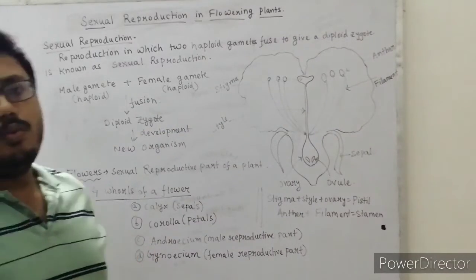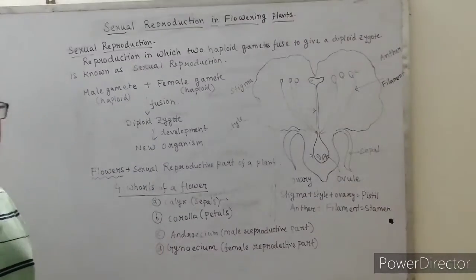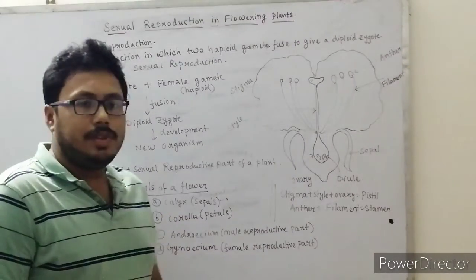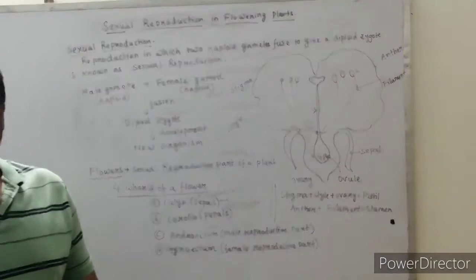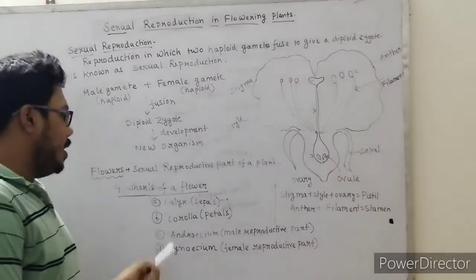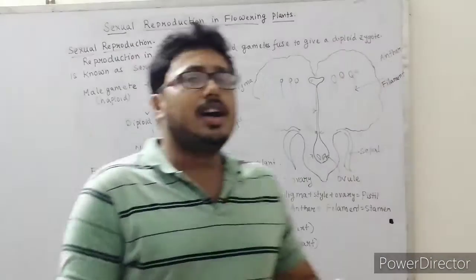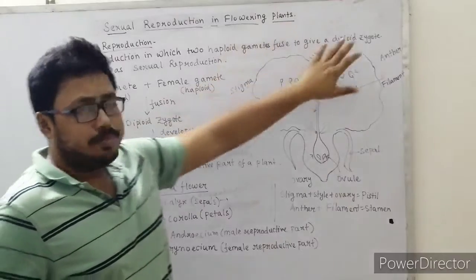See, there are four whorls of a flower. The first is called calyx, or the other name of the calyx is sepals. Sepals are the green leafy part of the flower. Next one is corolla, which is also known as petals. It is a colored part of the flower.